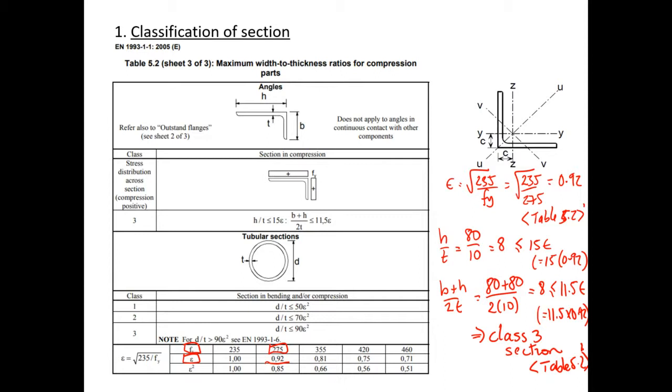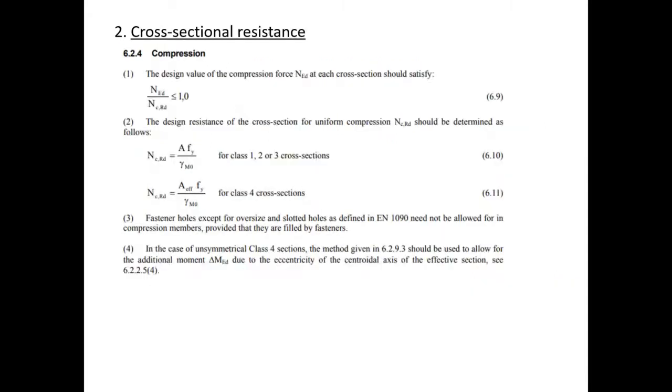Again, the main thing is you note that that's table 5.2. This is the third sheet in that, which had the angle sections in it, and that gave us new limits for the section. So if it's a class 3 section, then when we go into clause 6.2.4 compression, that tells us that the design resistance for a class 1, class 2, or class 3 section comes from equation 6.10.